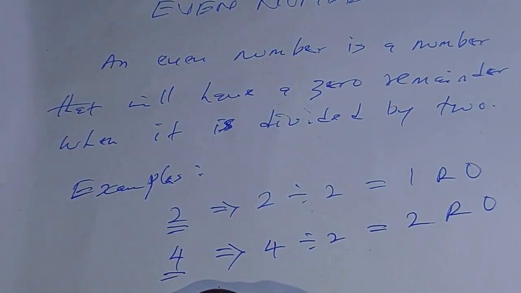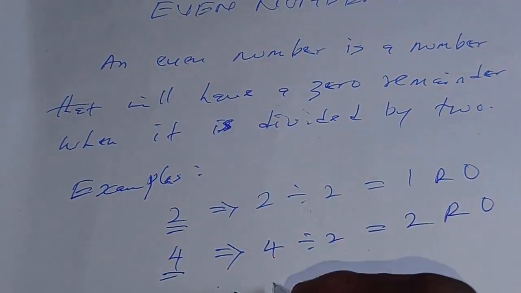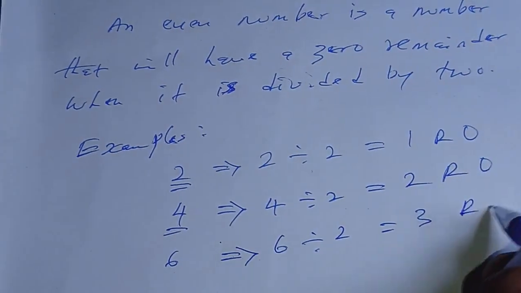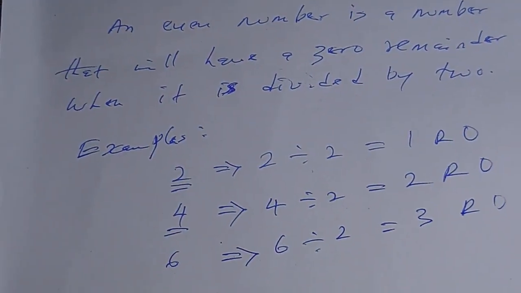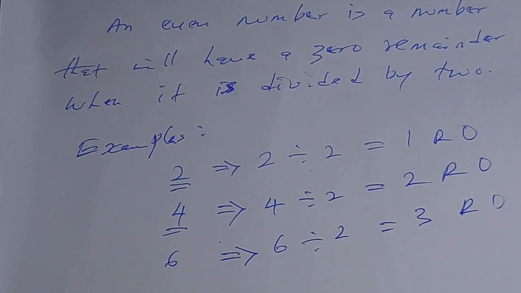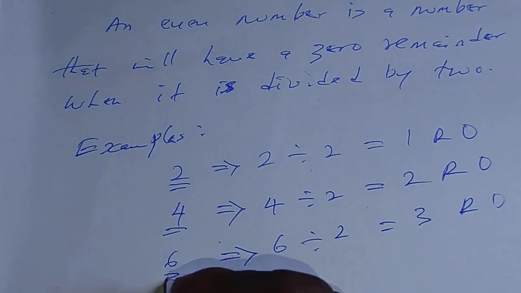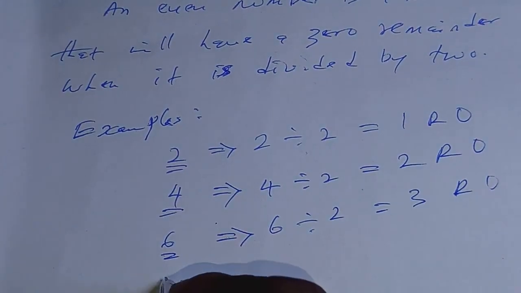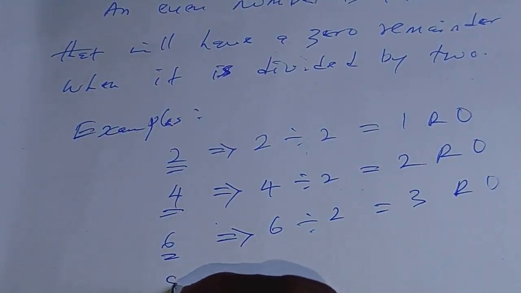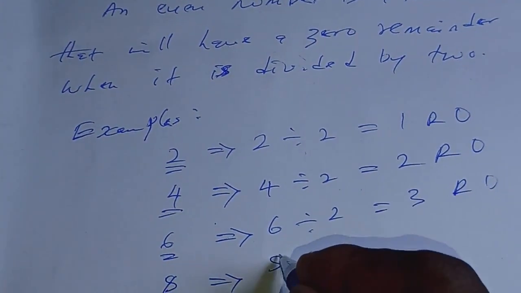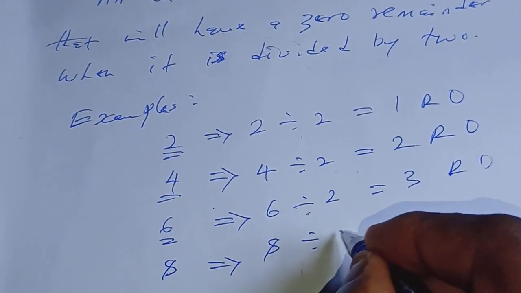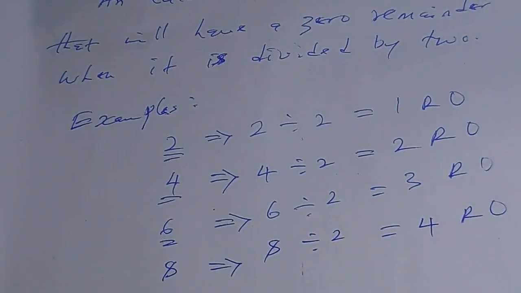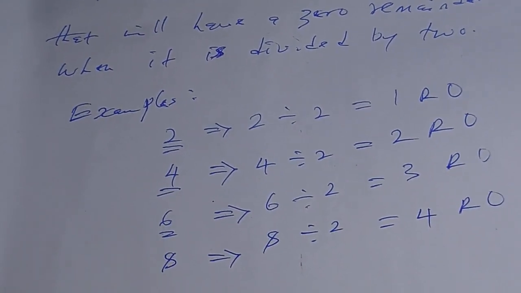Let's go to the next one now. 6. That's an even number. Why? Because 6 divided by 2 will result in 3, remainder 0. That's why 6 is an even number. Can you think of the next? What's the next in the line of even numbers? The next is 8. 8 is an even number because 8 divided by 2 will give us 4, remainder 0. That's why 8 is an even number.